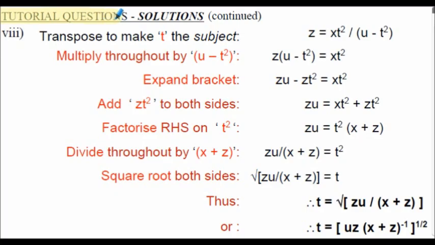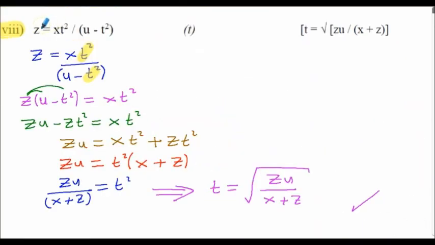Tutorial question solutions continued. Here's an overview of the solution to question 8. Again, you can review this solution at your own pace. The following slide walks you through the solution in more detail. Z is equal to xt squared divided by u minus t squared in the bracket. I've just written this formula on 2 lines here for clarity.